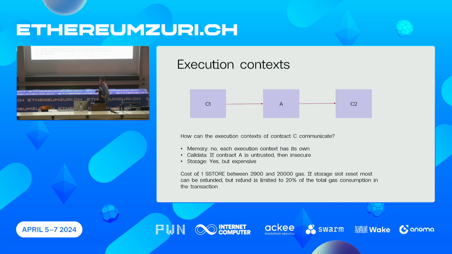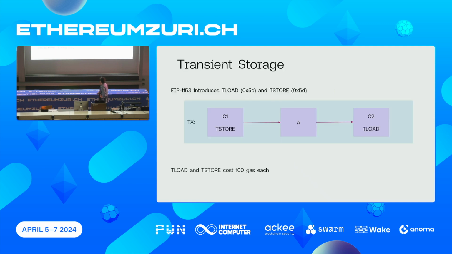Most of this can actually be refunded if we reset the slot to its original value at the end of the execution. But the refunds are limited by the total amount of gas you are spending in one transaction. So a refund can only be up to 20% of the gas spent. So this is why transient storage has been introduced.